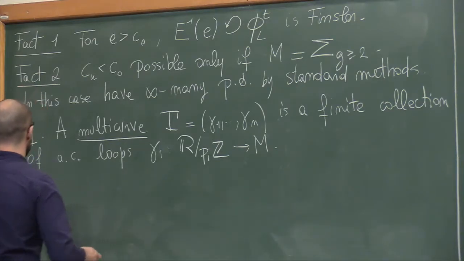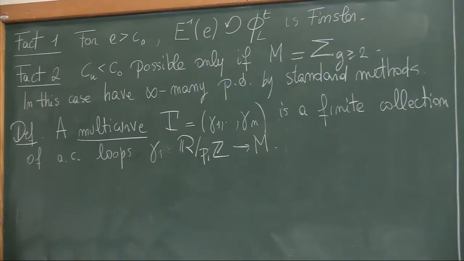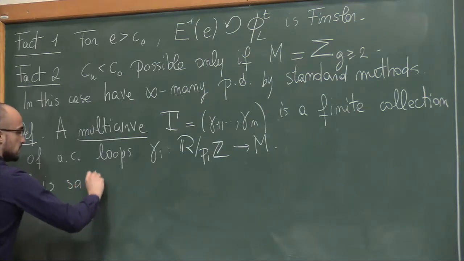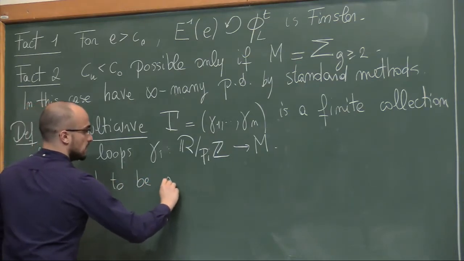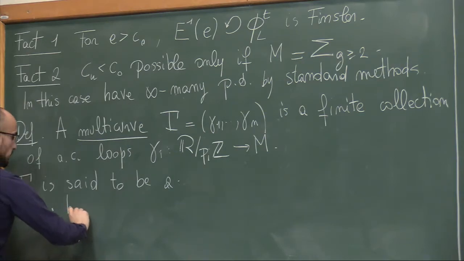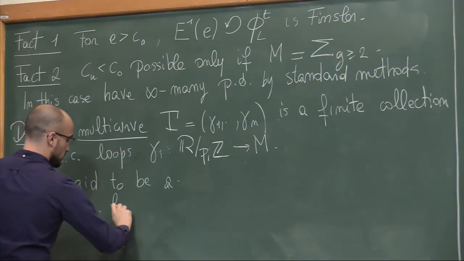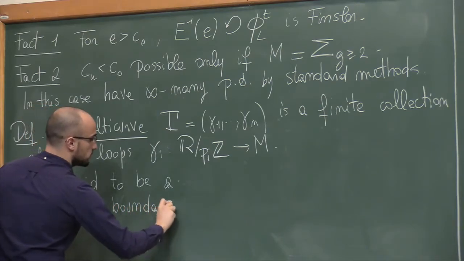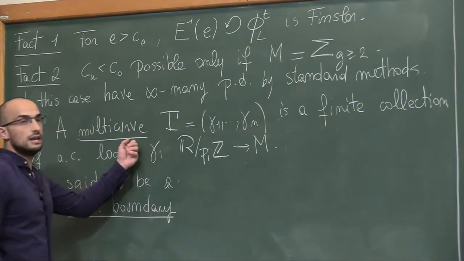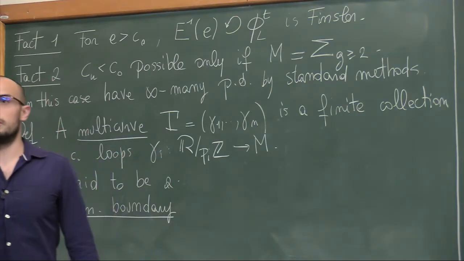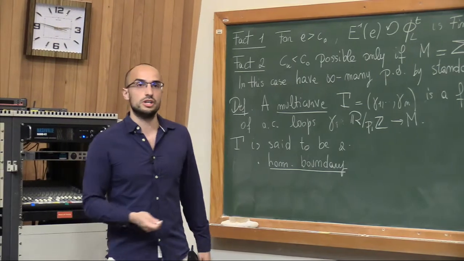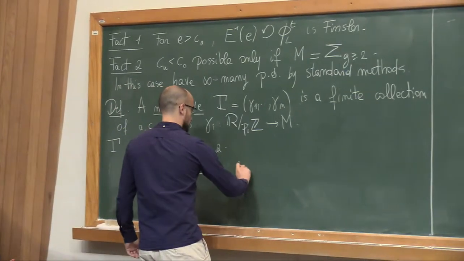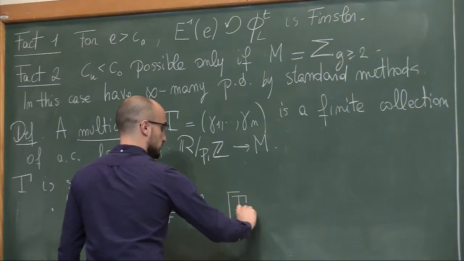So whenever we have an embedded multicurve gamma, I will need two definitions. First of all, a homological boundary. By that, I mean that gamma defines a class in the first homology group of the surface, and this homology class is zero. So gamma is a homological boundary if the homology class of gamma is zero.